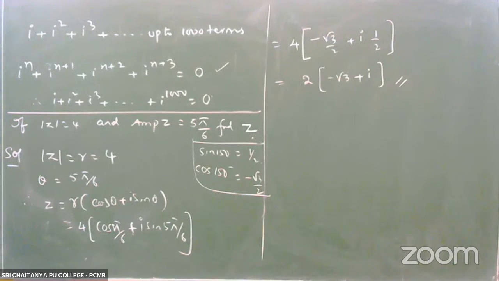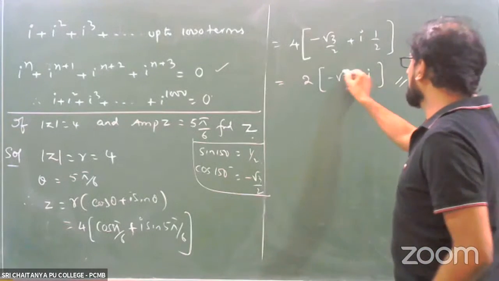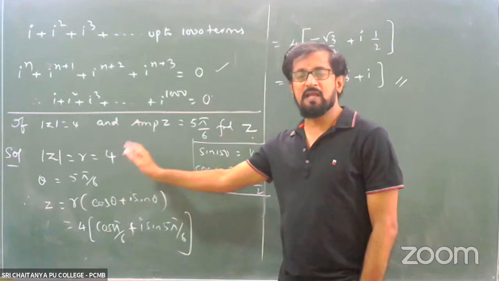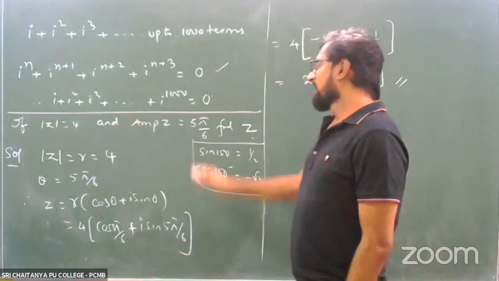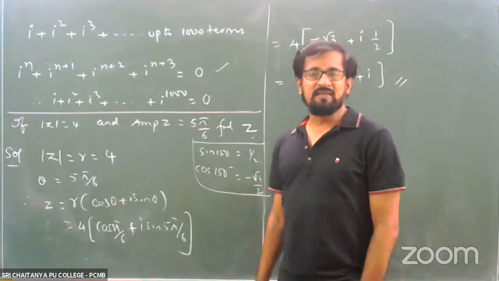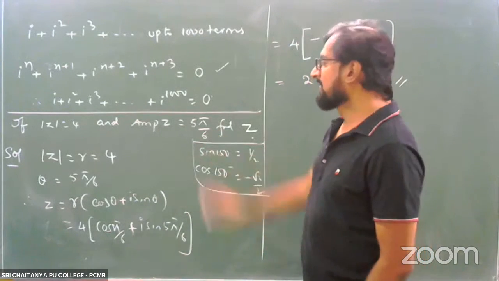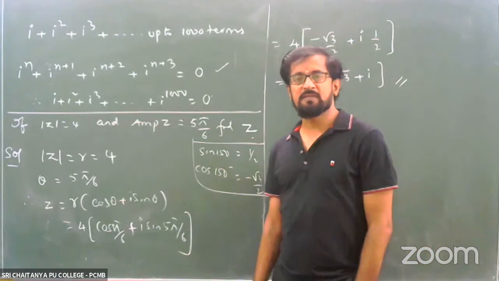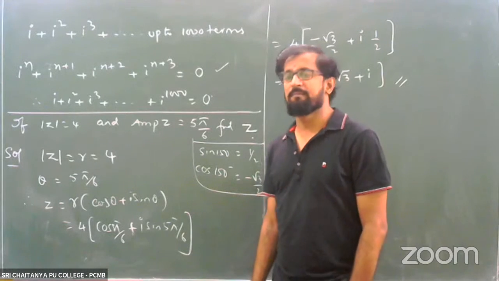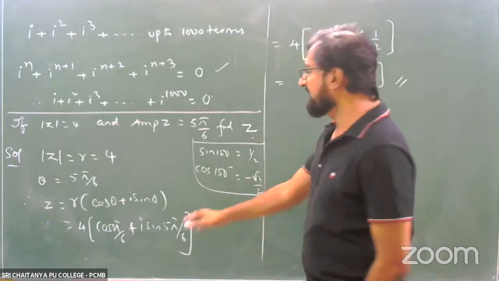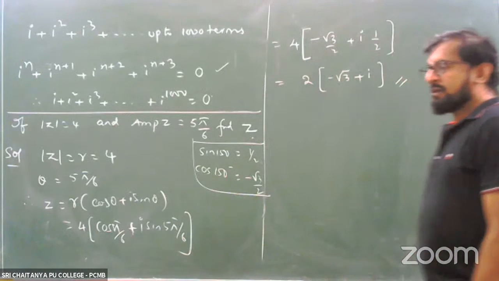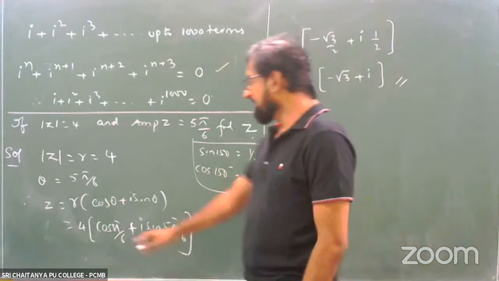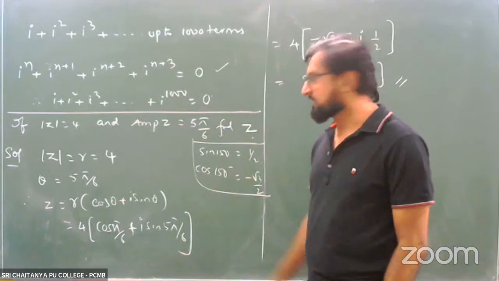Or else you can multiply inside. I am repeating this problem again. Mod z value is equal to 4 means he has given you small r. Amplitude of z is nothing but the theta value. Now z is equal to r cos theta plus i sin theta, which is said to be the polar form. So z is equal to 4 into cos 5 pi by 6 plus i sin 5 pi by 6.